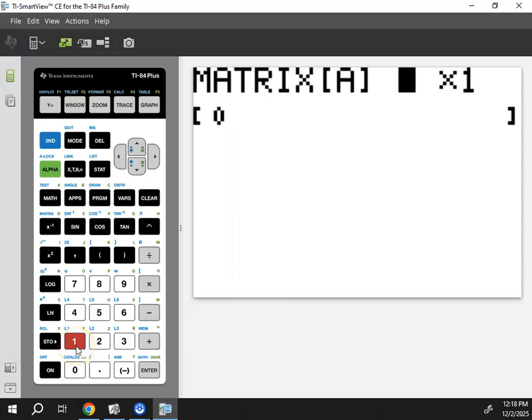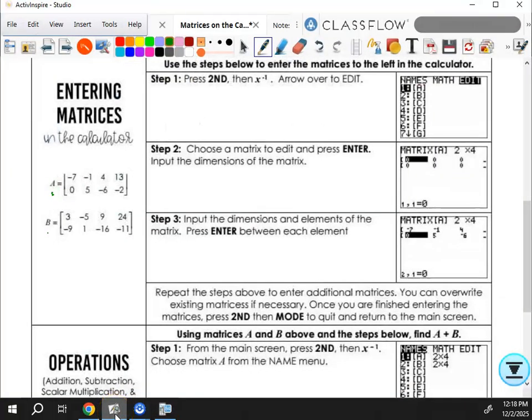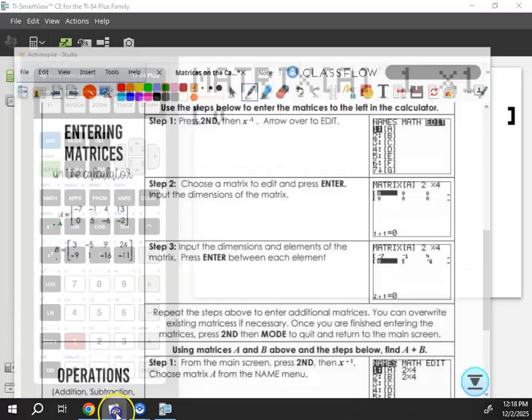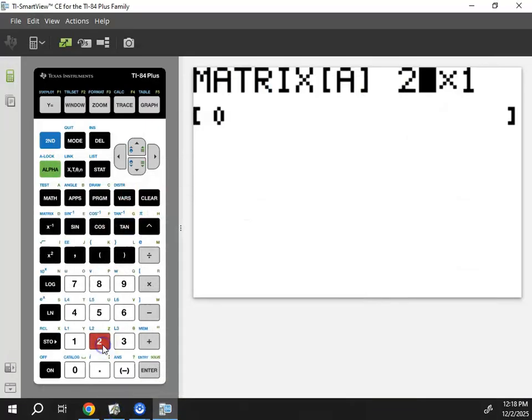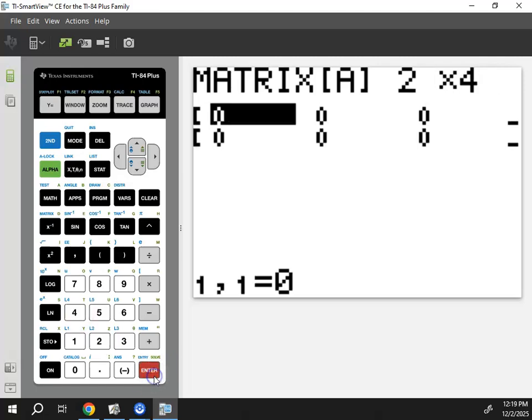Okay. And then you have to tell it what the dimensions are. What are the dimensions of this matrix? 2 by 4. Okay. So back here, we're going to hit 2 and then enter, and then 4 and then enter. I know you can only see 3 columns, but the other one's over there. You see this 1, 1? That means we're in cell 1, 1, first row, first column. And so our first number is -7. So we hit the negative sign, 7. It still says 0 up here, but it says -7 down here, and we hit enter.